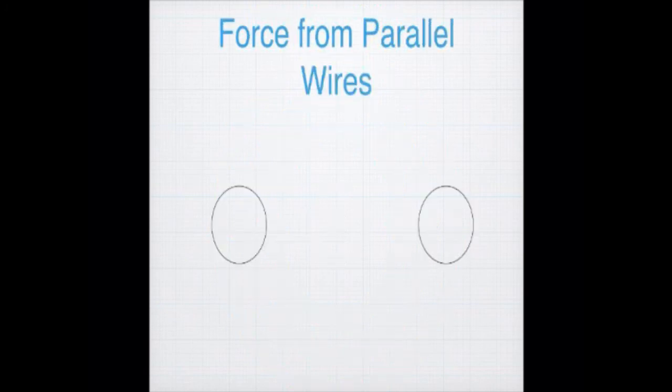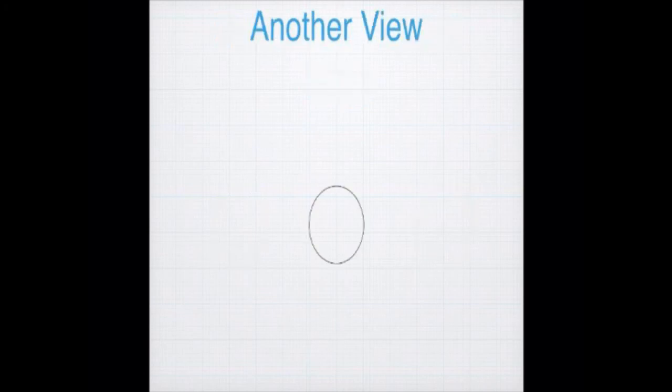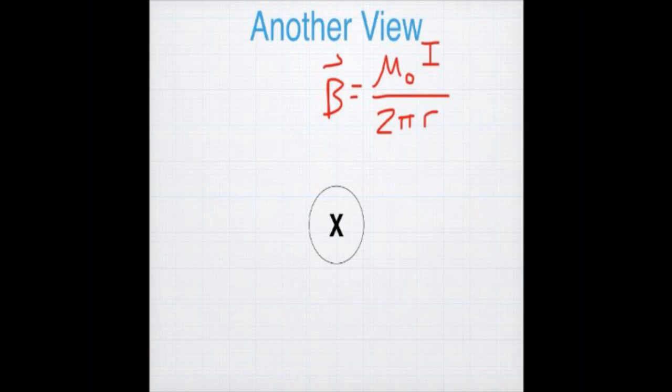Again, let me get that equation up for you. The magnetic field off a current carrying wire is mu naught I over 2 pi r. Now, mu naught is the vacuum permeability constant, and it is a constant that is given to you. You don't need to memorize it or anything.